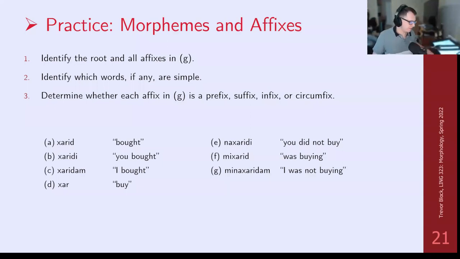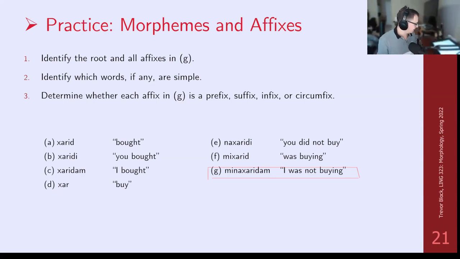Okay, so for practice, I'm sure a lot of you have done this problem before. It might have been a few years. So here is a data set, and your goal is to identify the root and all of the affixes in G. I don't really care about A, B, C, D, E, or F. What I care about is this last one. But you'll need to look at all of the words in order to determine the morphemes in G here.